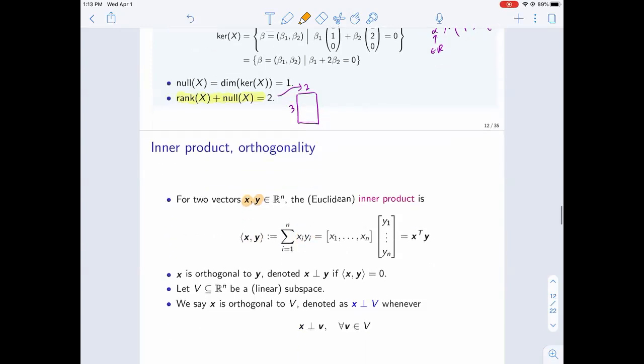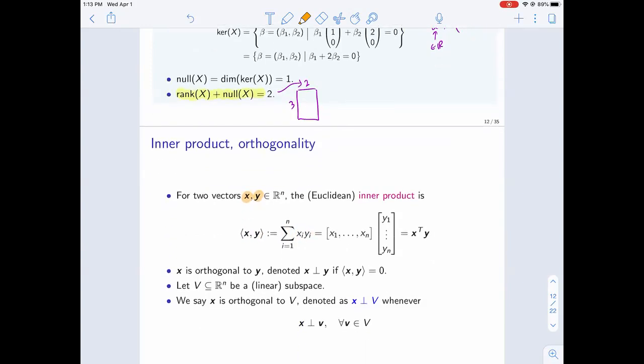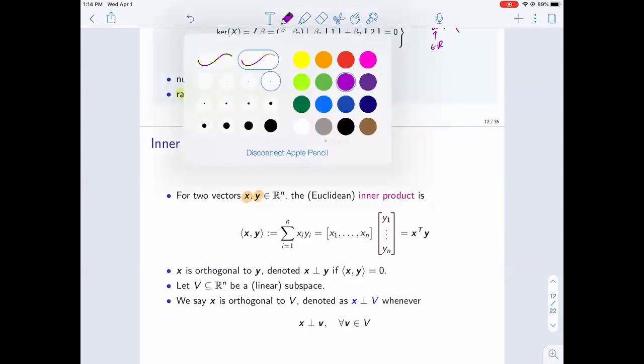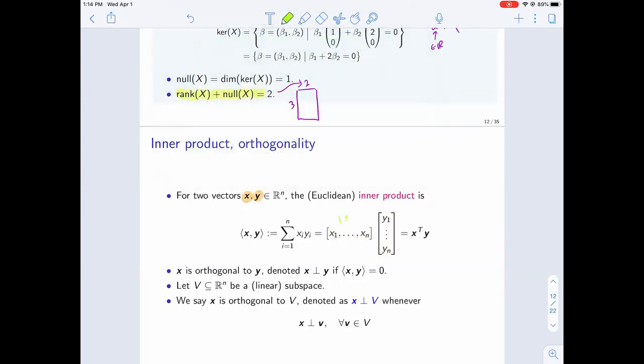What the geometric meaning behind it is, we're not going to worry about too much, but this is a very useful notion. And you can also see that if I write x as a row vector and y as a column vector, and I multiply this row vector by this column vector, I get the same thing. That's how you multiply two matrices. So this is a 1 by n times an n by 1.